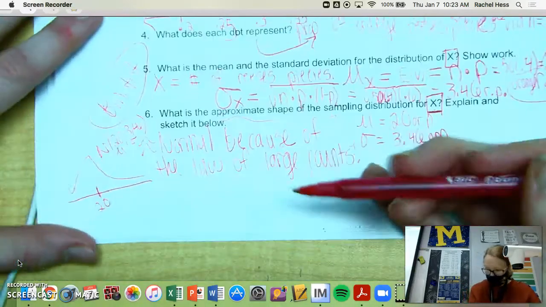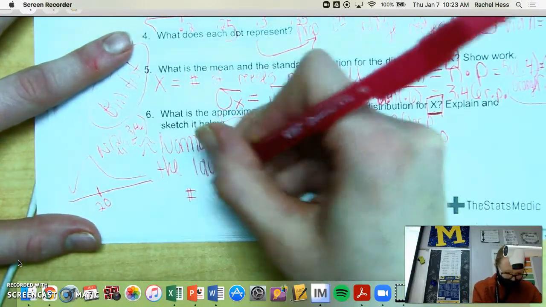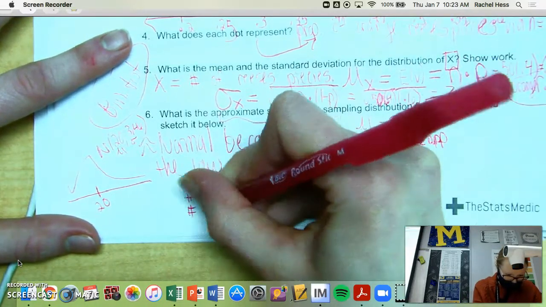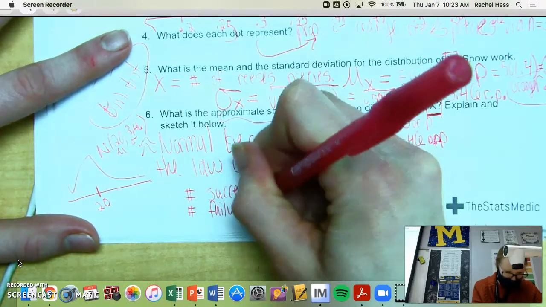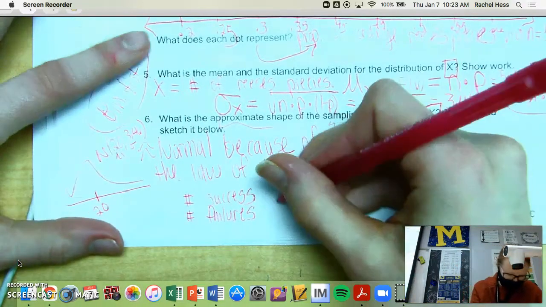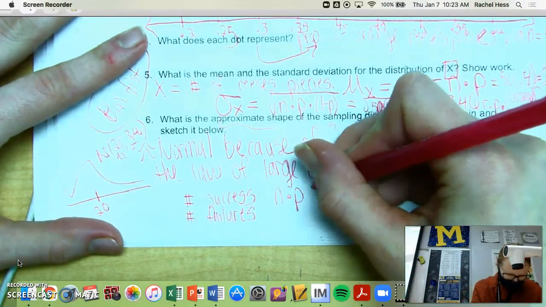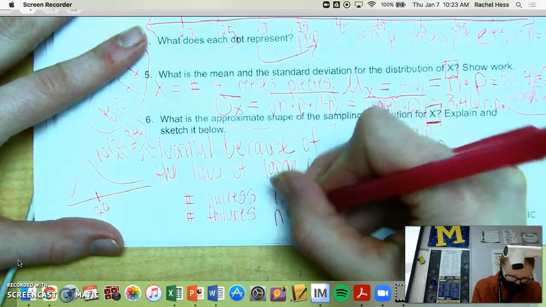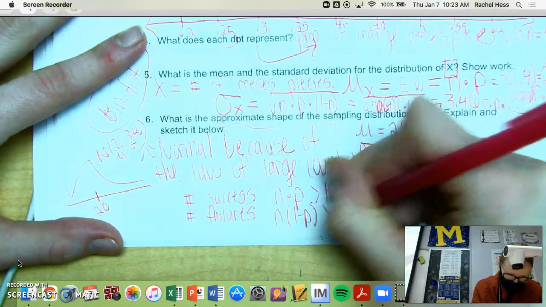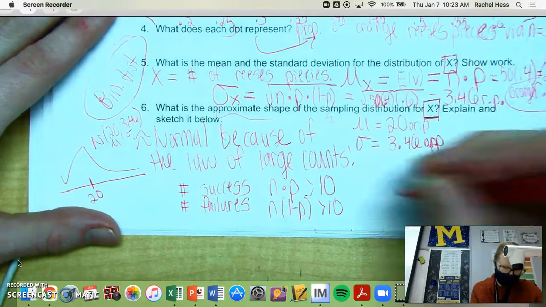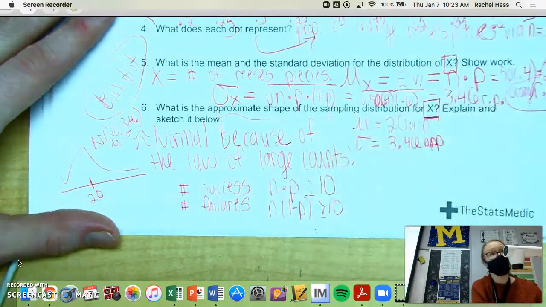And if you recall, that's saying basically the number of successes and the number of failures has to be big enough, like you need to have a big enough sample of both in order for it to work. So in this case, the number of successes is n times p. That has to be greater than 10. And then the number of failures also has to be bigger than 10. Sometimes people say or equal to. It doesn't really matter.